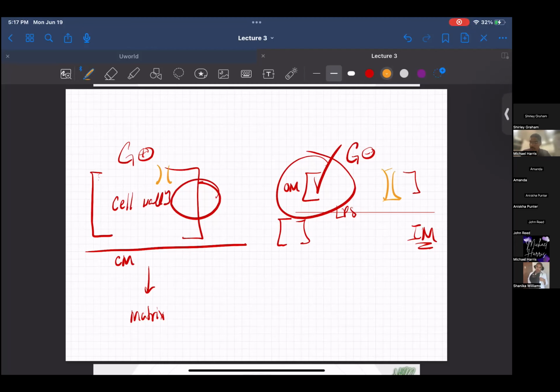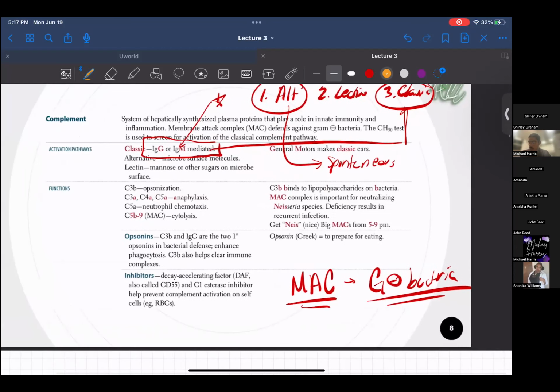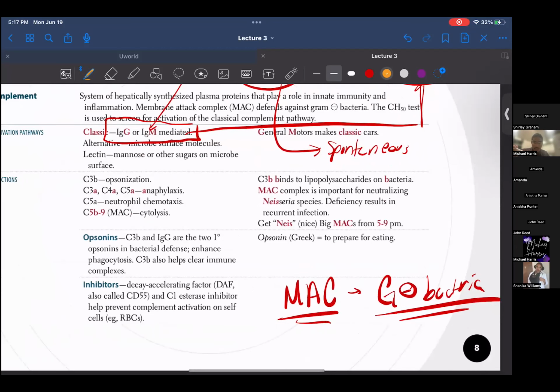All right, perfect. And you'll see that as we move on. Now, with that being said, you have all this formation of these proteins cleaving to form the MAC. We're going to get to this here in a minute. All these proteins to form MAC, right?